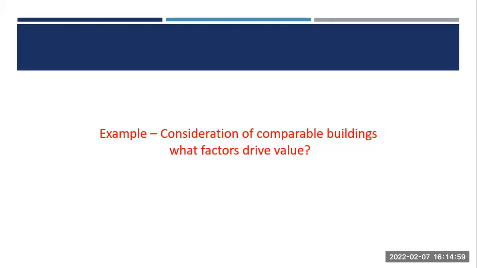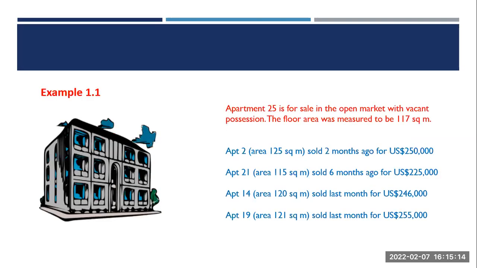We're going to look at some buildings, where we try to value them and identify the value sensitive factors, i.e. what are the components that drive the value. I'm going to start off with one very simple. It's just an apartment. Let's call it apartment 25. It's for sale in the open market with vacant possession, that is, it's currently empty. The floor area was measured to be 117 square meters, so quite a large apartment.